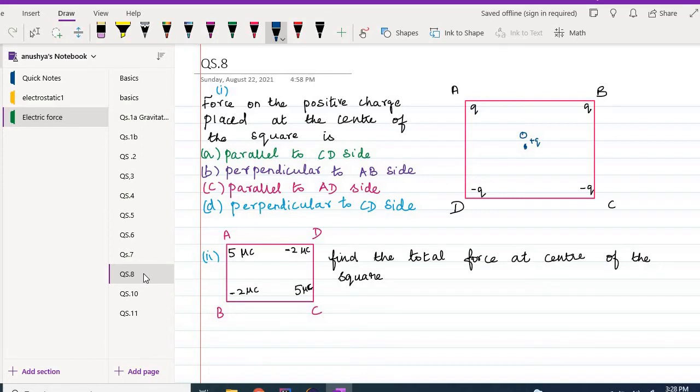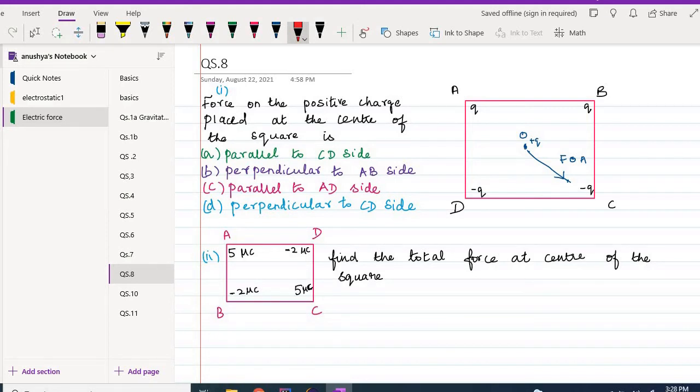So A is plus Q, and this is also plus Q. So what does A do? A will repel this charge. This is your F O A. This is positive, this is also positive, so positive will repel. So A will give a repulsive force to the center charge Q at O, and it will be repelled in this direction. Okay, next we'll come to the next one.